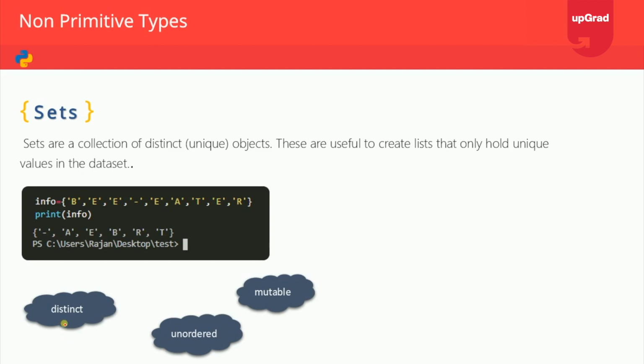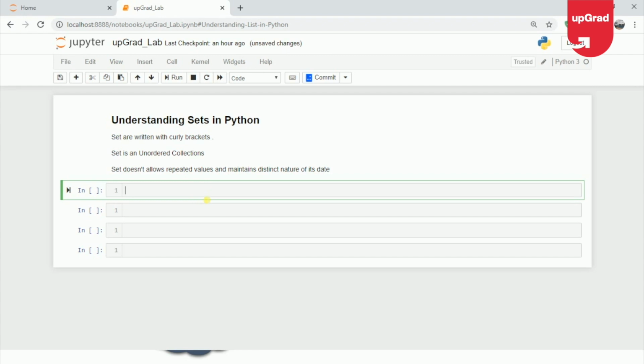Sets hold distinct values. Sets are unordered, which means the order of insertion is not maintained. And sets are also mutable, which means you can also edit sets. Let us start by creating a set in Python. So here I'm creating a set with the curly brackets and with some values.